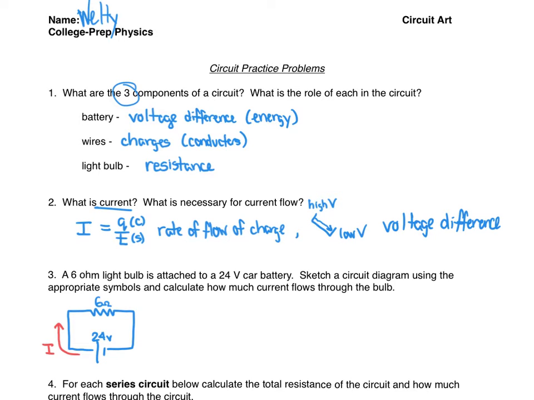So we can just use Ohm's law. Current is directly proportional to voltage and inversely proportional to resistance to find the current. So 24 volts over 6 ohms, and that's going to be 4 amps. All right, onwards to series and parallel circuits here.